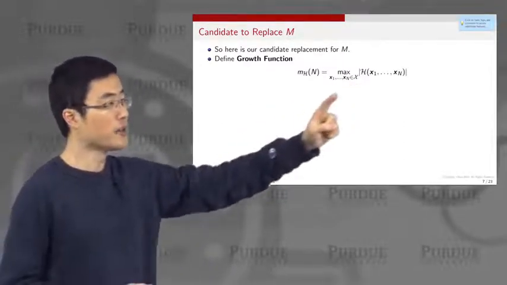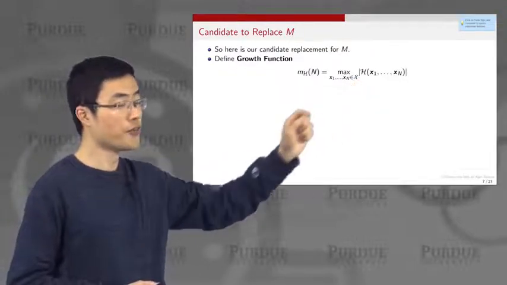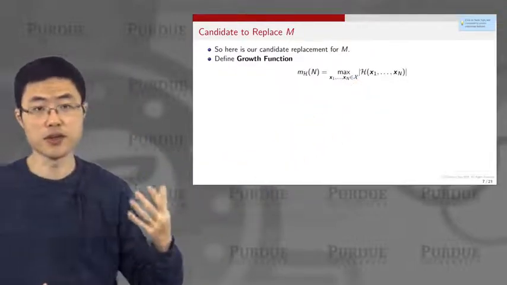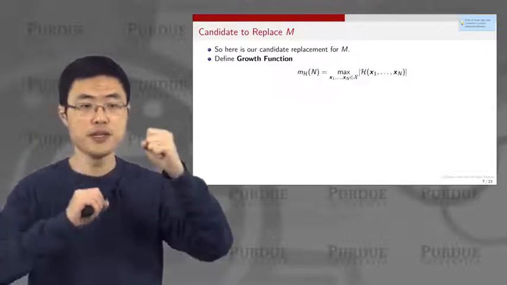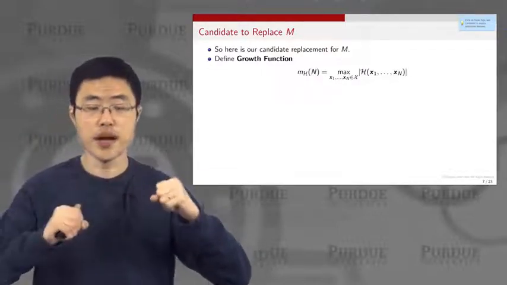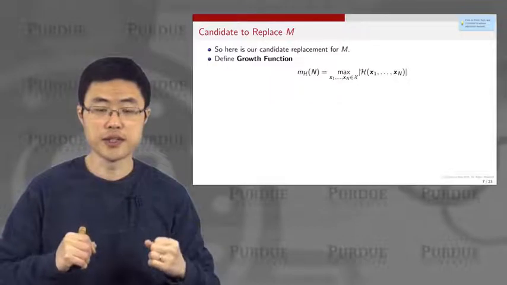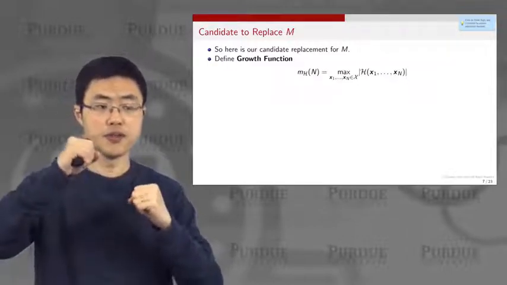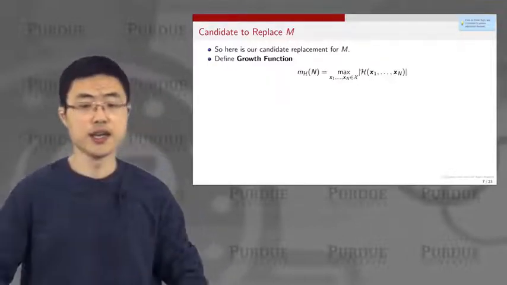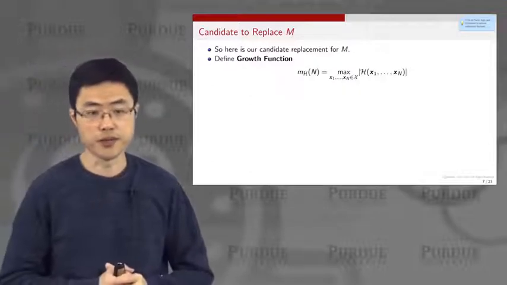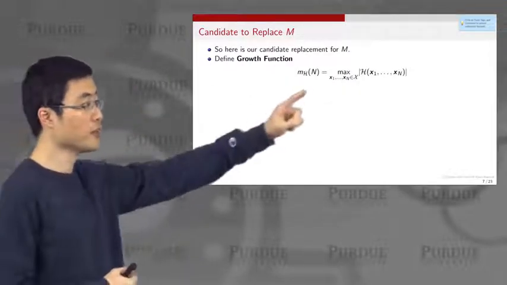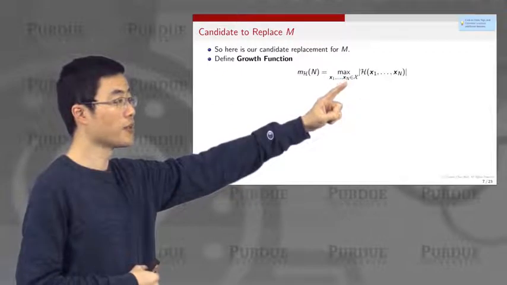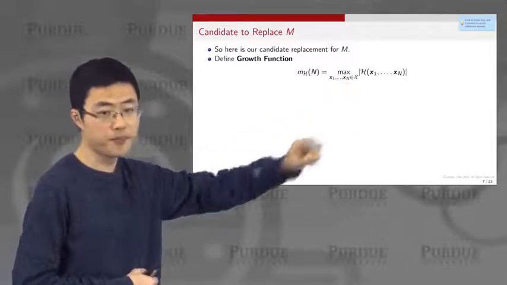Now, remember, this dichotomy set depends on the specific configuration. If you put the 3 dots in a triangle, then the number of dichotomies can go to 8. But if you put the 3 circles along the same line, then you will only have 6 dichotomies. And therefore, this number depends on the configuration x1 through xn.